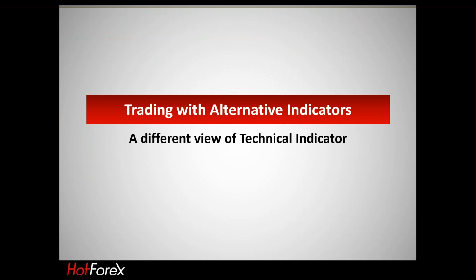So I don't know if any of you have used these before. Before I get going, do any of you use the CCI or Williams percentage R? Have you heard of them before?